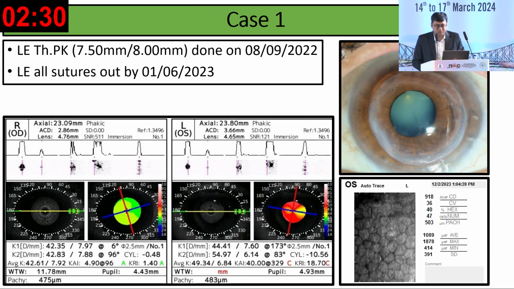So we'll go to the first case. So this was a therapeutic keratoplasty, 7.5, 8 millimeters, which was done in 2022. I had removed almost all the sutures by around 9 or 10 months. So this was the pre-op photograph.